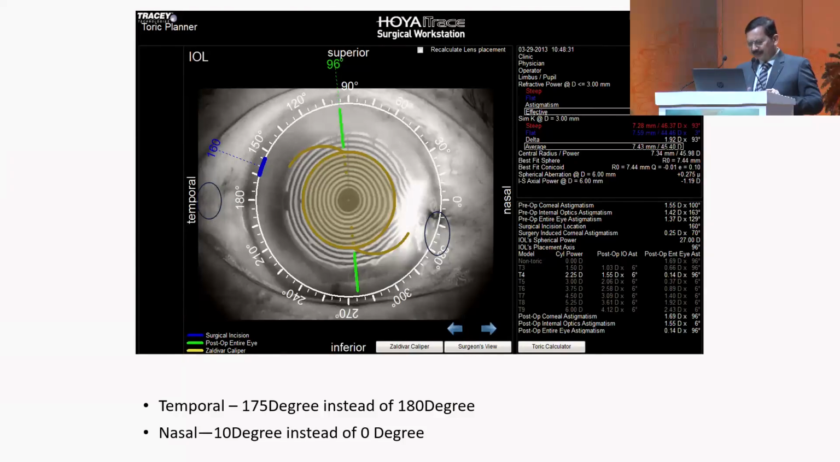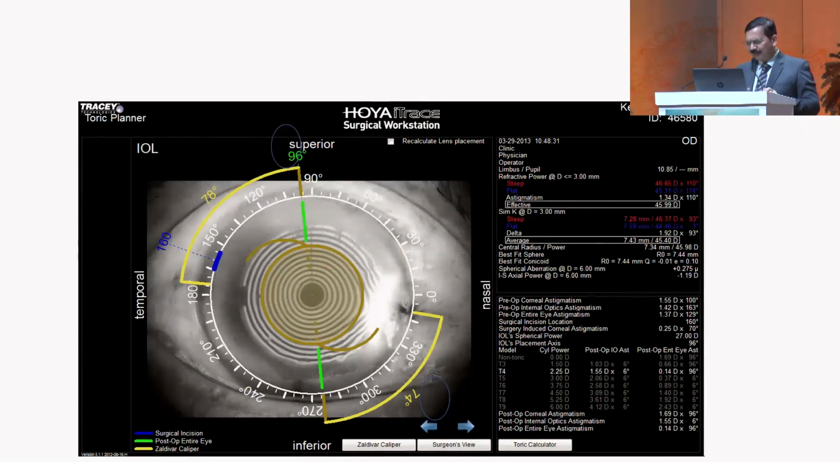As you see here, the reference marks are way off, they do not match with the 0 and 180 degree. I think this is with the eye trace. So one is above, one is below. So using Zaldivar's caliper software that is incorporated in this, it tells us how much, keeping the same reference markers, we can rotate the lens so that we get a perfect result.